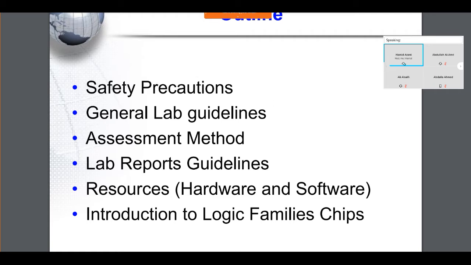We'll try to go quickly on the precautions to be taken for our safety, the lab guidelines in general, the methods to be used to assess you, and I think I introduced that one at the beginning, type of assignments. But here maybe we can talk about the weight distribution in terms of percentages for each one of them. The guidelines for the lab reports, how we need you to write your reports. I'll be talking about this.